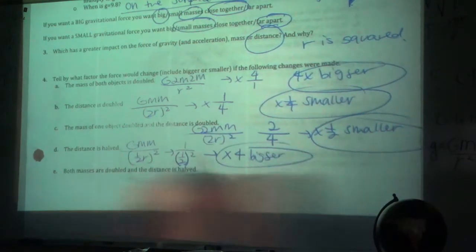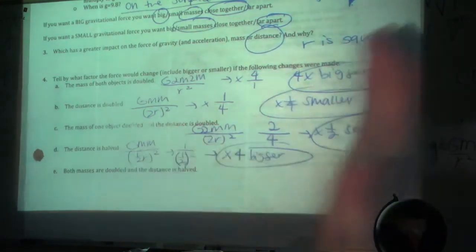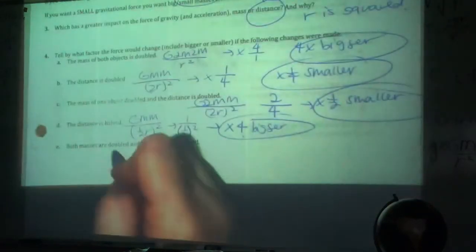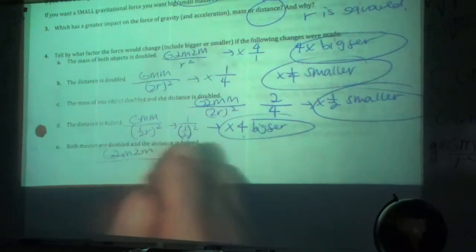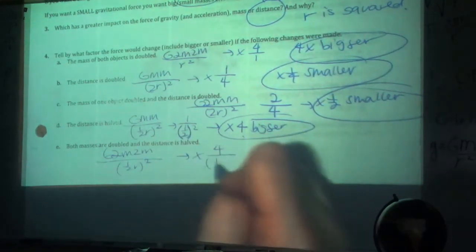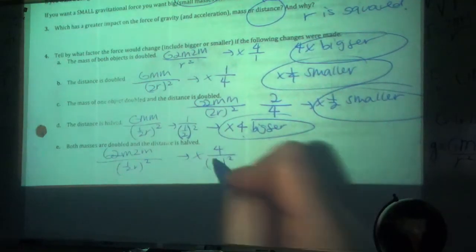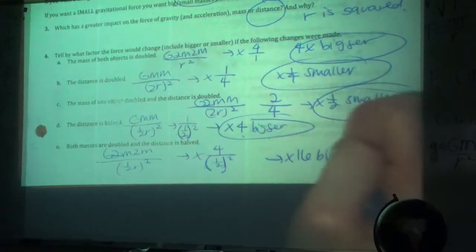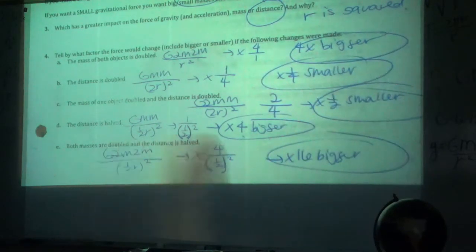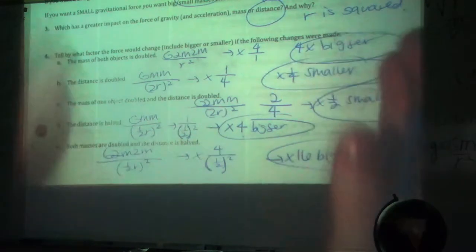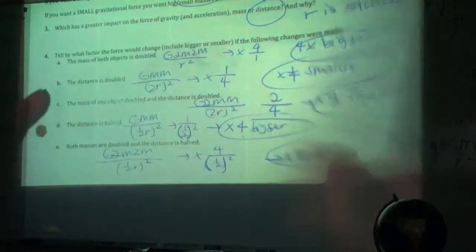And then a quick check for yourself, if you had gotten 1/4, if the distance is halving, that's getting closer together, which means you should be getting a bigger force, not smaller. So times 4 at least was reasonable. If both masses are doubled and the distance is halved, that would be a 4 on top and 1/2 squared on bottom. Again, careful with parentheses in your calculator because that's going to give you times 16 bigger. And it's getting a lot bigger because you're doing 3 different things that make the force bigger. More mass, both masses are increasing, and you're getting closer together. So it's okay that it was a lot bigger.